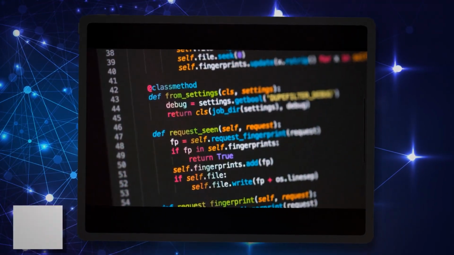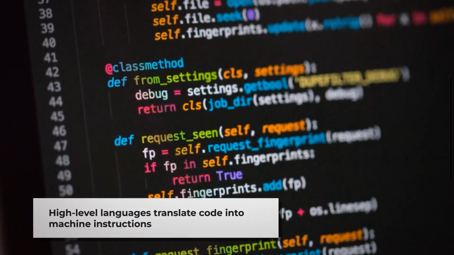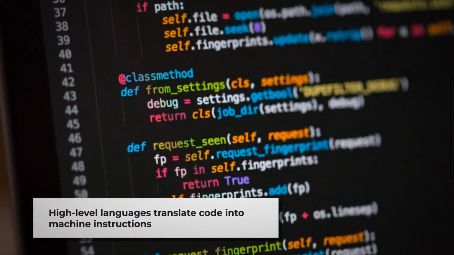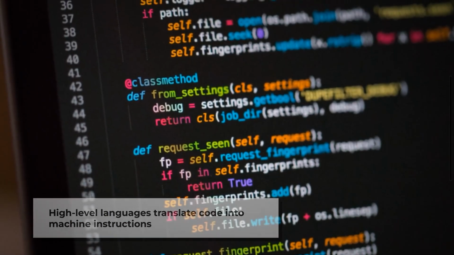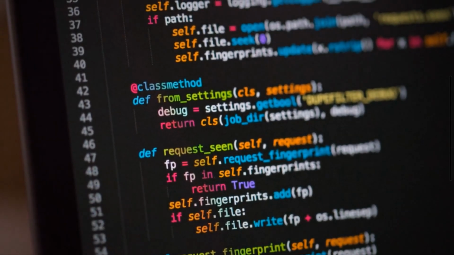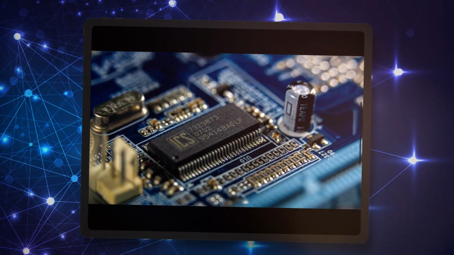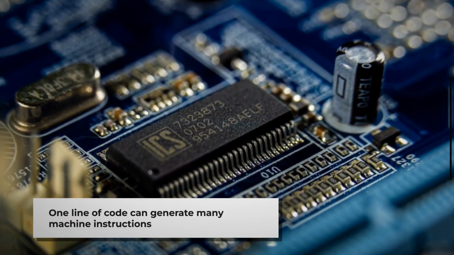Higher-level programming languages provide a more human-readable way to write instructions. When you write code in a language like Python or Java, a compiler or interpreter translates your commands into the binary instructions the CPU understands. A single line of code might become dozens or hundreds of machine instructions.